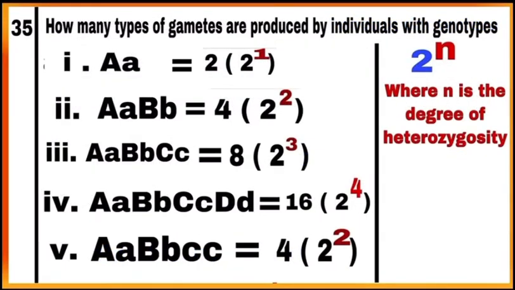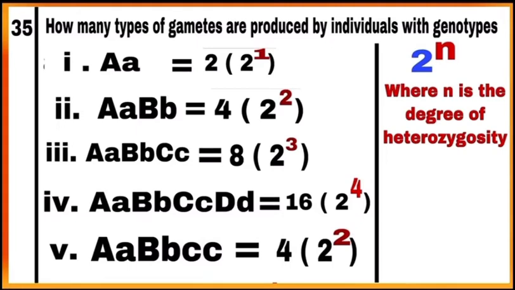Point 35. How many types of gametes are produced by individuals with genotypes? कितने टाइप्स के गेमीट्स प्रोड्यूस होंगे फॉर अ गिवन जीनोटाइप? इसको कैलकुलेट करने के लिए फॉर्मूला है 2 to the power n, where n is the degree of heterozygosity. Now see the case number 1. Capital A, small a. Here both alleles of one gene are different, so degree of heterozygosity is 1 and the value of 2 to the power 1 is equal to 2. So 2 types of gametes will be formed in this case.